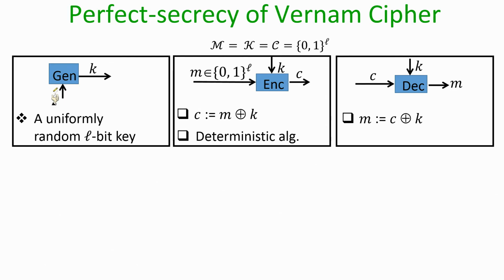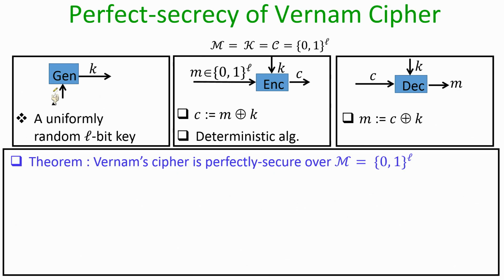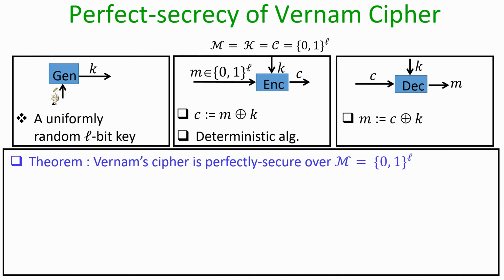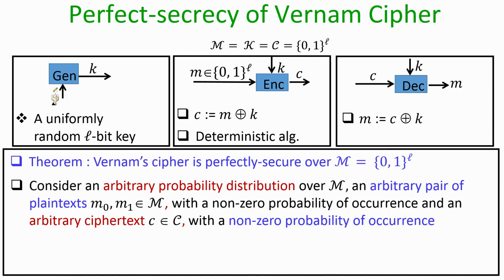So, now let us prove that this Vernam cipher or one-time pad is indeed perfectly secure, and we can prove its perfect security as per any of the 3 definitions that we saw in the last lecture. I am going to prove that the Vernam cipher is indeed perfectly secure over the message space of L bit strings, and for this I am going to use the first alternate definition of perfect secrecy that we discussed in the last lecture. Namely, I am going to prove that the distribution of the ciphertext is independent of the underlying plain text in any instance of the Vernam cipher.